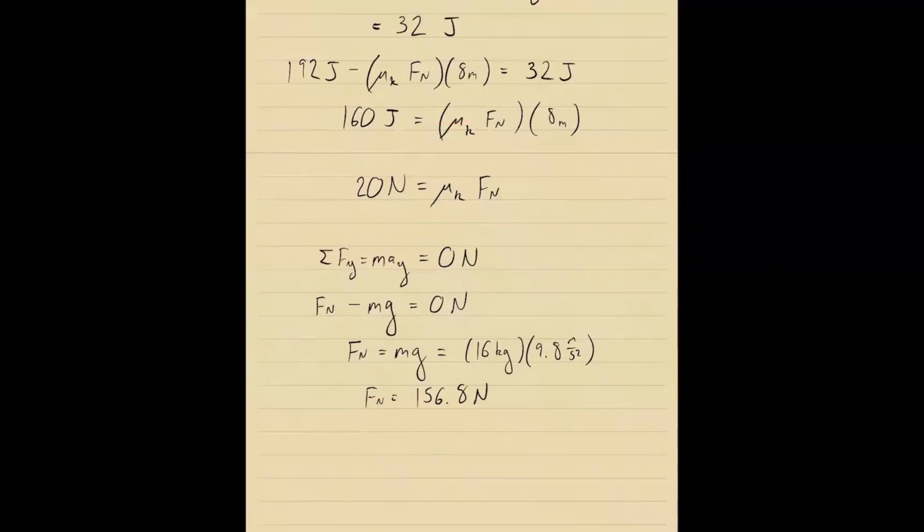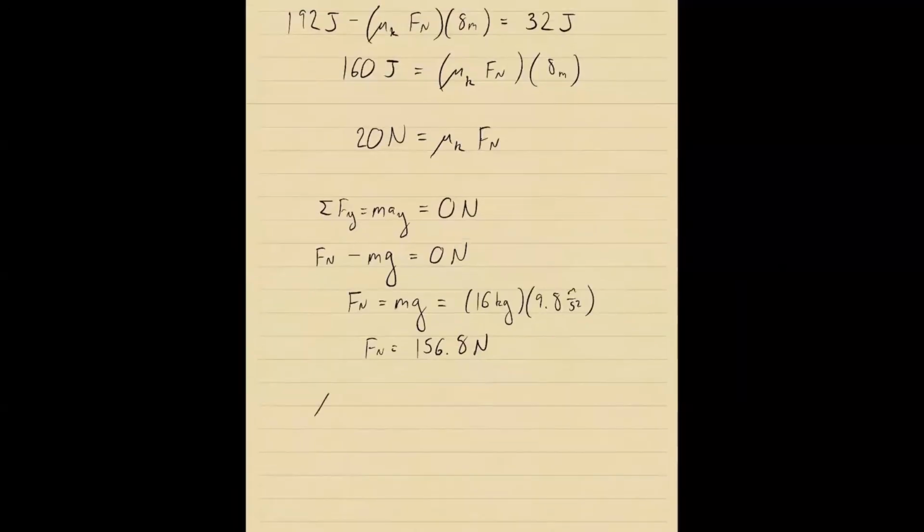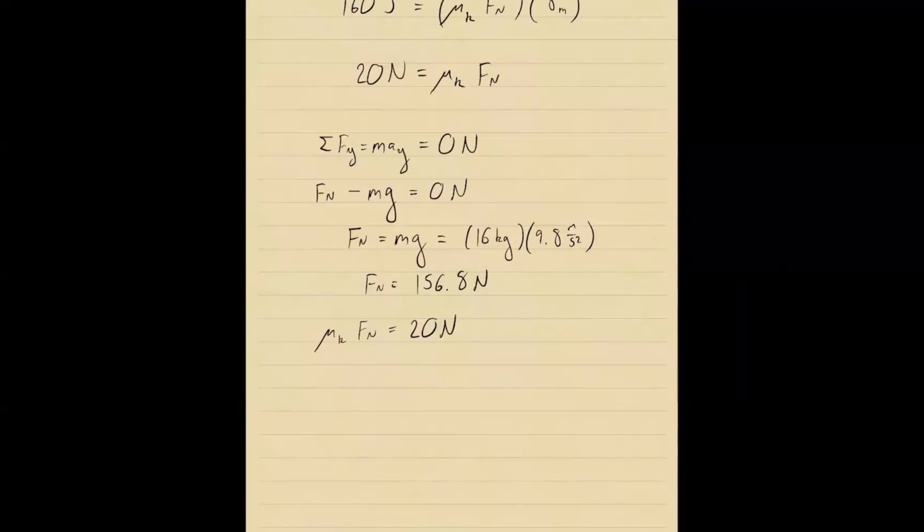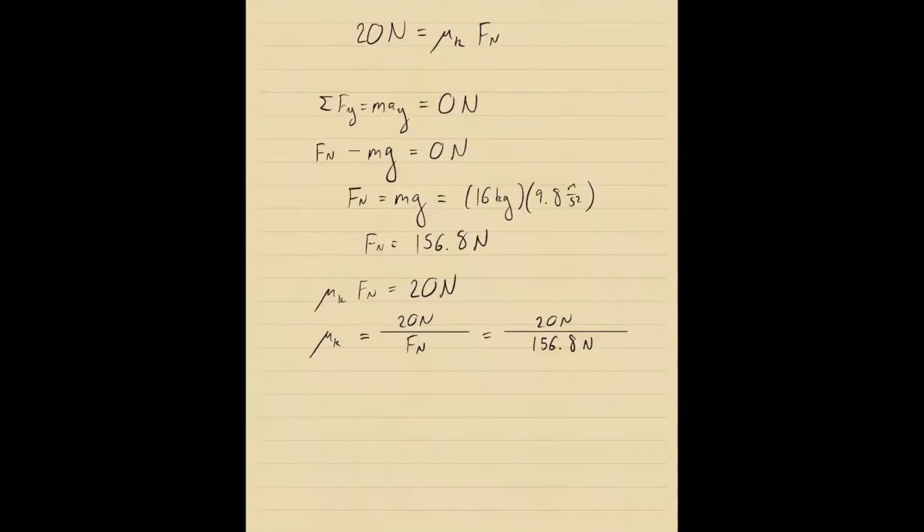So going back up here, we see that our coefficient of kinetic friction times our normal force is equal to 20 newtons. So if I divide both sides by the magnitude of normal force, we see that our coefficient of kinetic friction between our sled and the snow is going to be equal to 20 newtons divided by the magnitude of our normal force. So it's going to be 20 newtons divided by 156.8 newtons. We get that the coefficient of kinetic friction between our sled and the snow is equal to about 0.13.